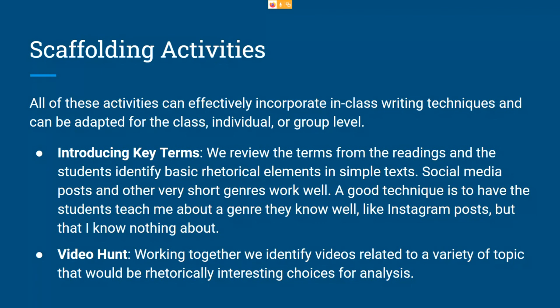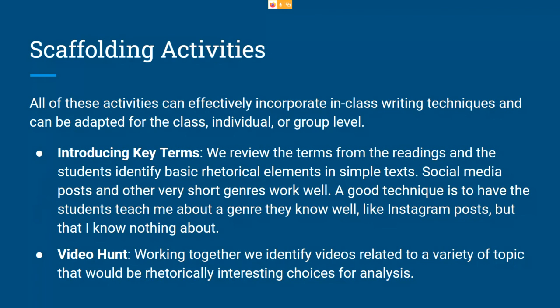So the first thing that I will typically do is introduce and review the key terms, the ones that I've already shown you and that are covered in the reading. After they've done their reading and written some responses, they'll bring their responses to class, we'll discuss them. I'll put the materials up on the board, we'll very quickly review the definitions. And then I will ask them to do a little bit of identifying. You can do this at the class level, at the group level, or at the individual level, or multiple over the course of the day. But typically I will start with very simple, short genres that they're fairly familiar with.